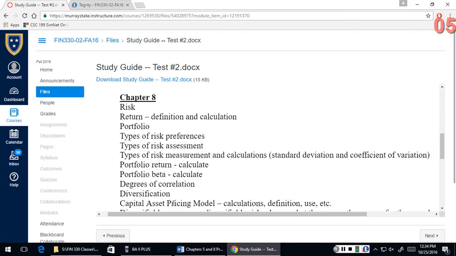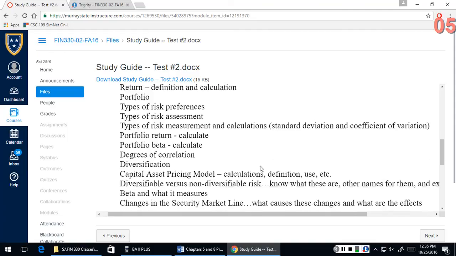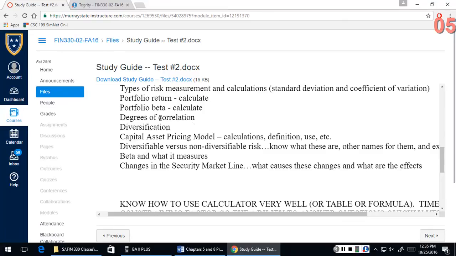Portfolio return, how to calculate that. Again, remember that's just a weighted average, so you simply take the percentage weight of the asset times its expected return, and you just multiply that out, add them all together. That's the weighted average or the portfolio return. The portfolio beta is the same way, just simply the weight times the beta. We talked about correlation, what is positive correlation, what is negative correlation, what is perfect positive correlation, what is perfect negative correlation. The concept of diversification, what does that mean? Also the capital asset pricing model, how do you calculate it, what's the definition of it, how do you use it, etc.